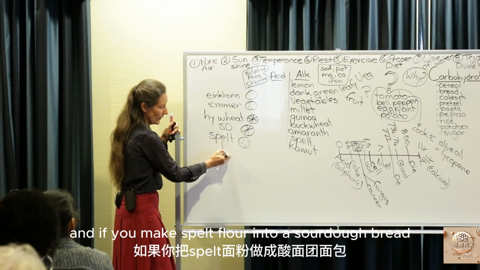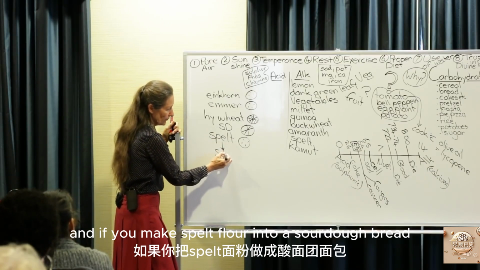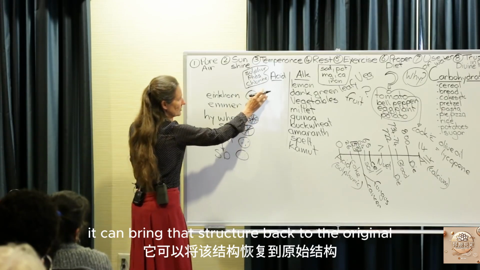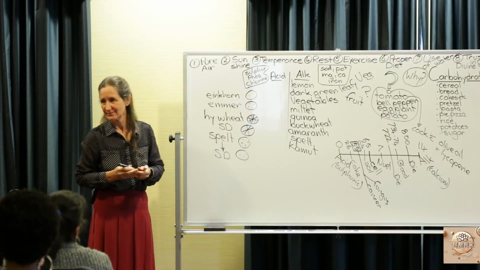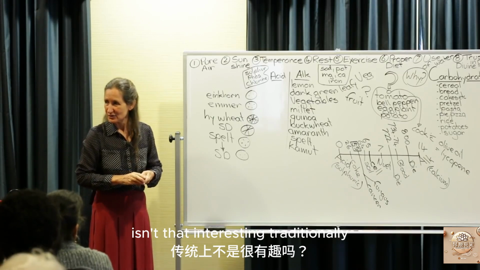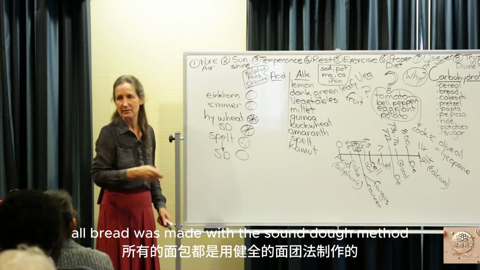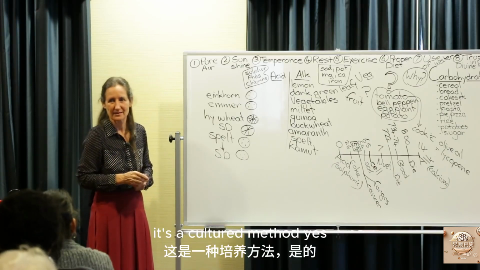And if you make spelt flour into a sourdough bread, it can bring that structure back to the original Einkorn structure. Isn't that interesting? Traditionally, all bread was made with the sourdough method. It's a cultured method.